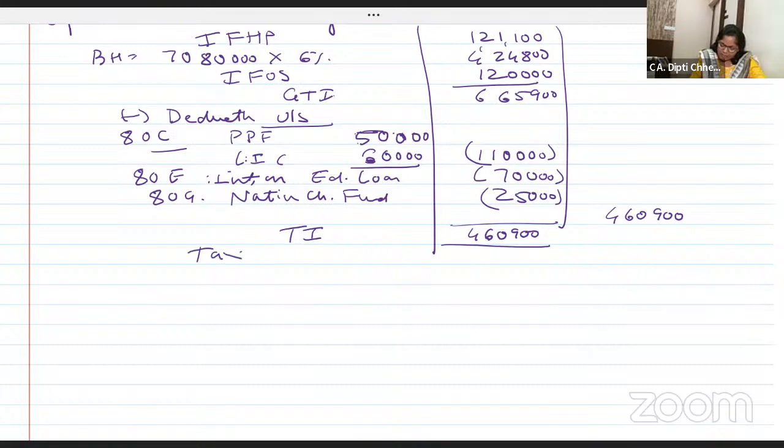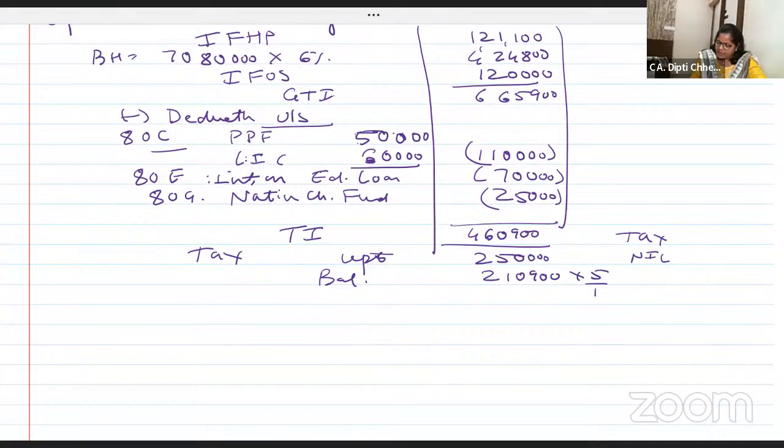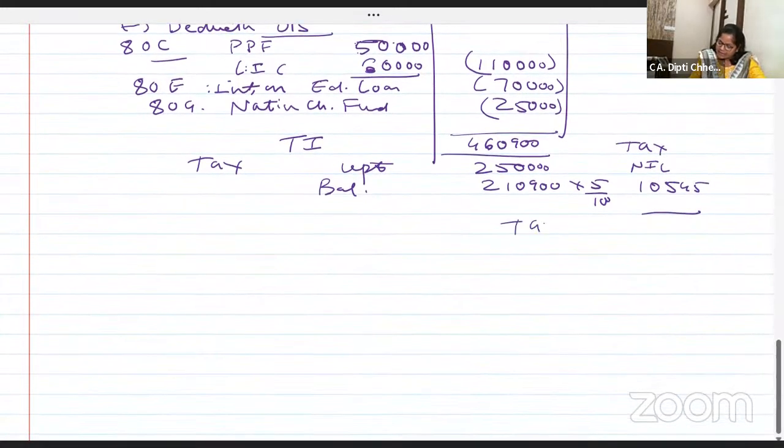And now calculate normal tax on this. Up to 2,50,000, the tax calculation, I'm just continuing there only to make it quick, nil. Now balance, 4,60,900 minus 2,50,000. So on the balance 2,10,900, 5% comes to 10,545. So tax is coming to 10,545. Now a crucial thing which students generally miss out. What is that?